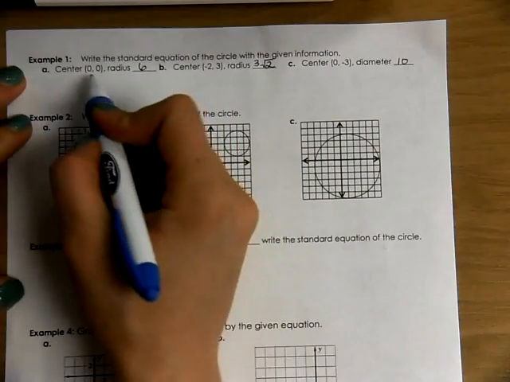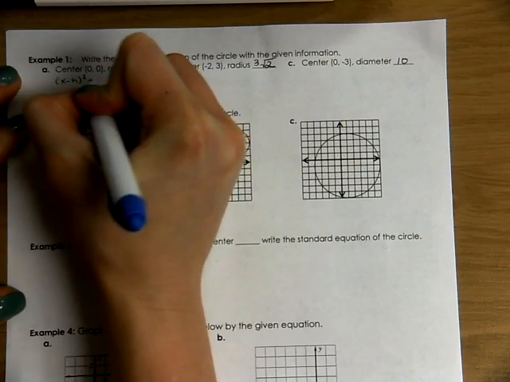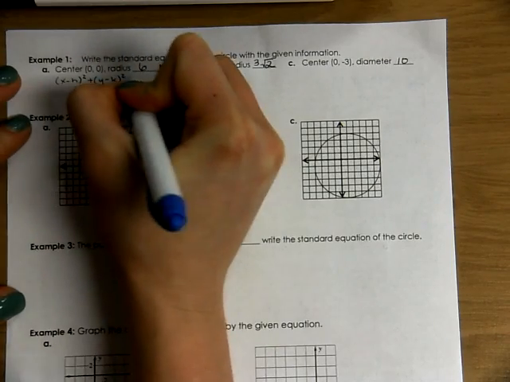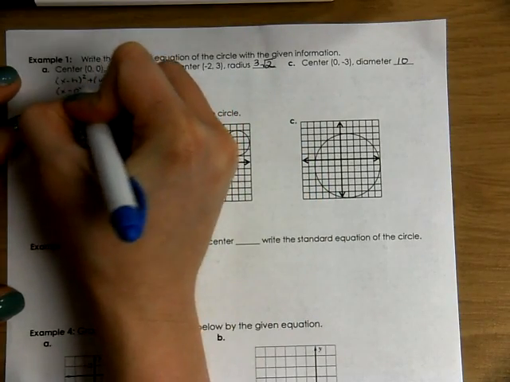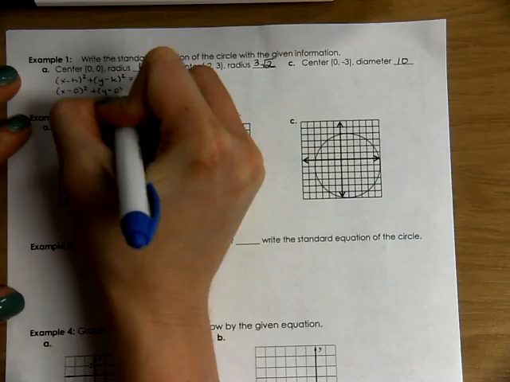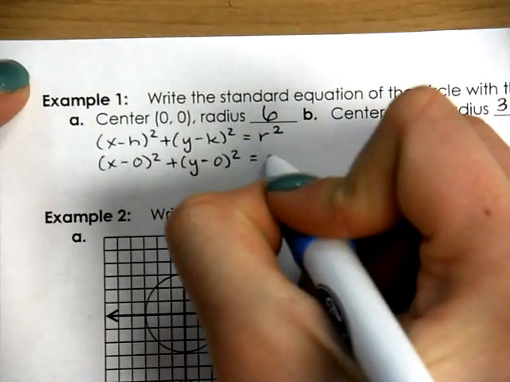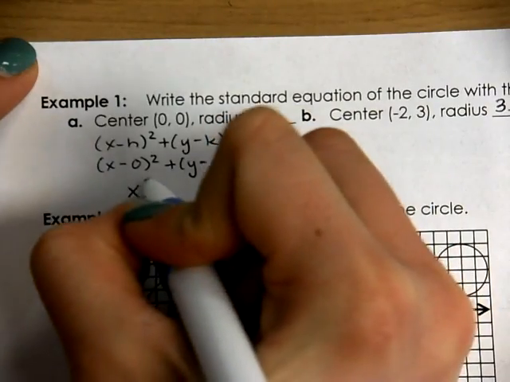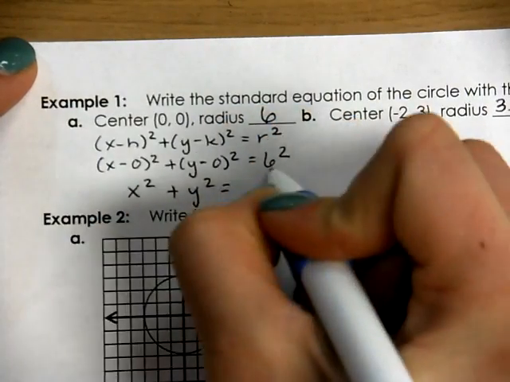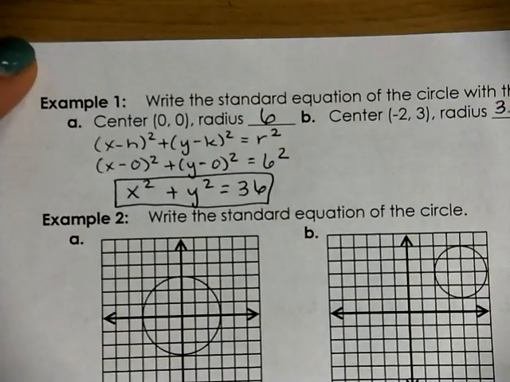All right, now let's take a look at this. So the center is 0, 0. We have this equation, (x − h)² + (y − k)² = r². So this would be (x − 0)² + (y − 0)² equals, we'll zoom in a little bit so you guys can see that better, 6². Well, this is just x² + y² = 6², which is 36. Here's my equation for that circle.